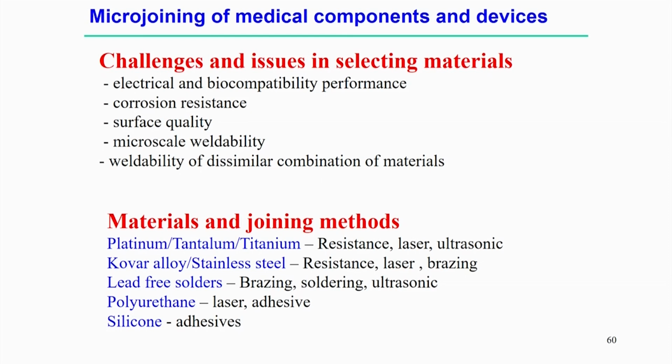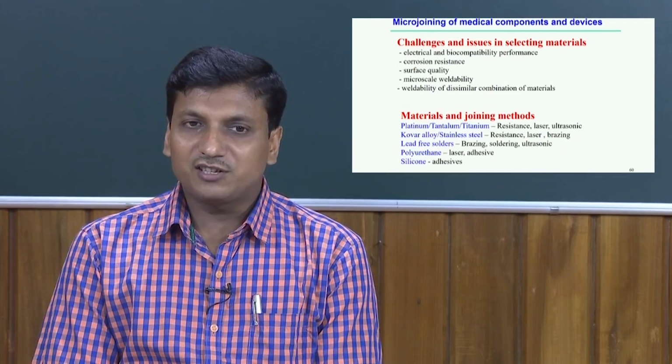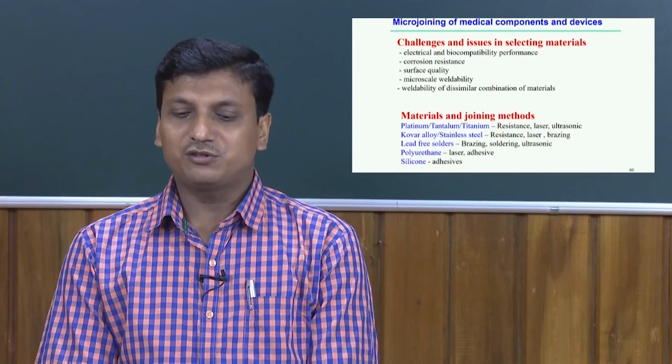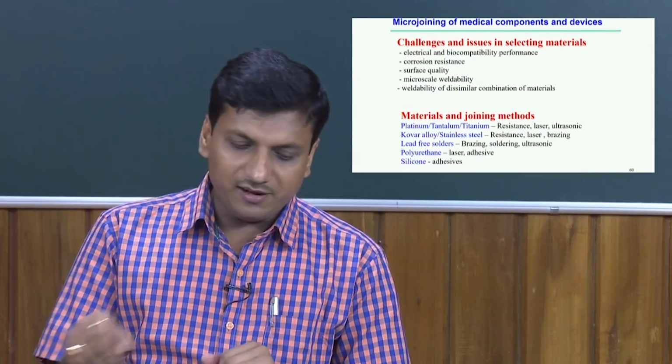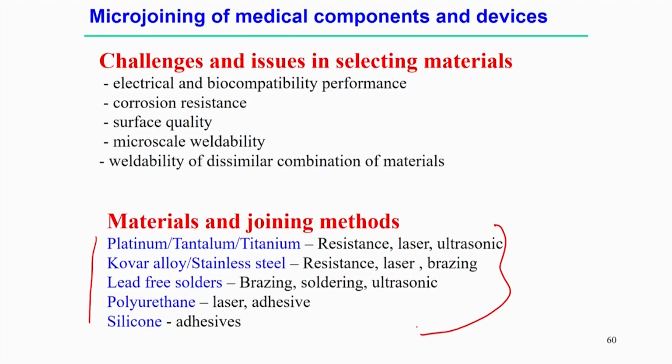For lead-free solder, we use joining methodologies like brazing, soldering and ultrasonic. For plastic materials we probably use laser and adhesive, and specifically for silicone we generally use different adhesives, because adhesive bonding is one kind of joining technology. So these are the materials and corresponding joining technologies normally used in micro joining applications.